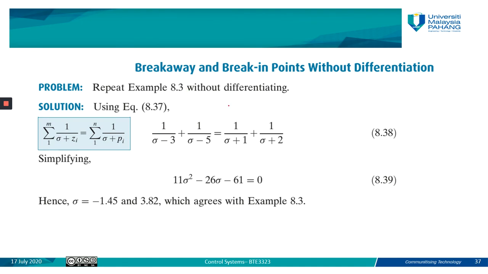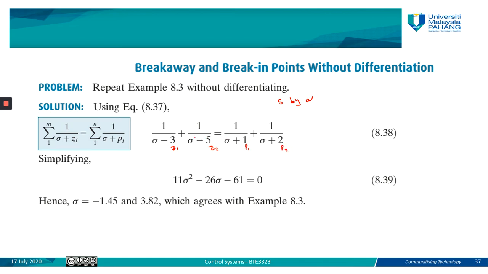But we replace s by sigma. Why? Because s here will be a real number which is on the sigma axis, so each s will be represented by sigma. You can keep it as s, solve for s, or convert to sigma and solve for sigma. So 1 over sigma minus 3, this is for the first zero, which is z1. This is the second zero, z2. This is the first pole, p1. This is the second pole, p2.